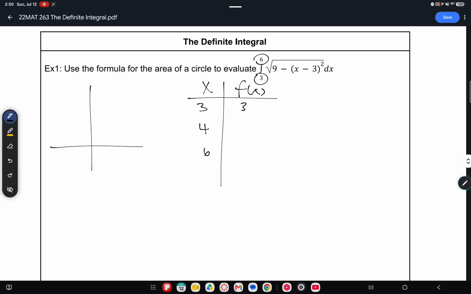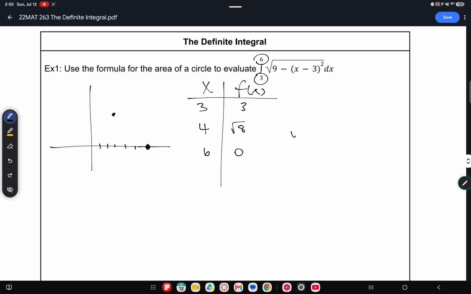Leaves me with 3. And then if I plug in 4, 4 minus 3 is 1. So, square root of 8. Not a fun one. What about 6? 6 minus 3 is 3. 3 squared is 9. Okay. 6 is 0. 3 is 3. 1, 2, 3.